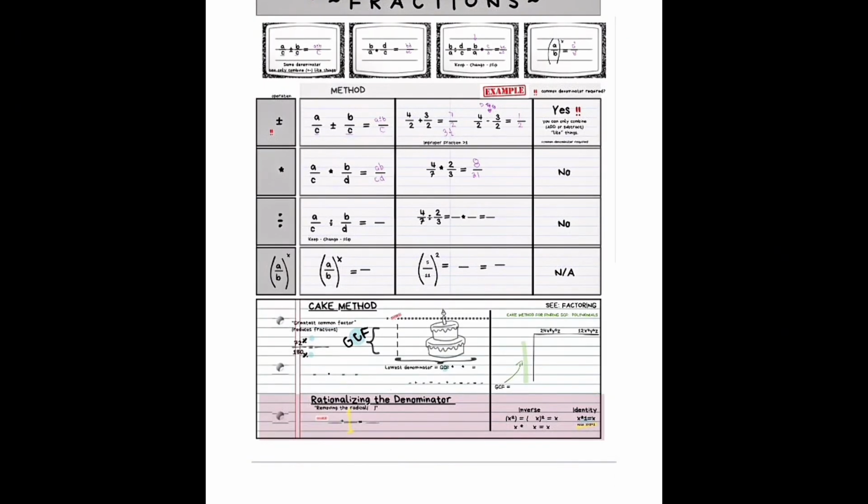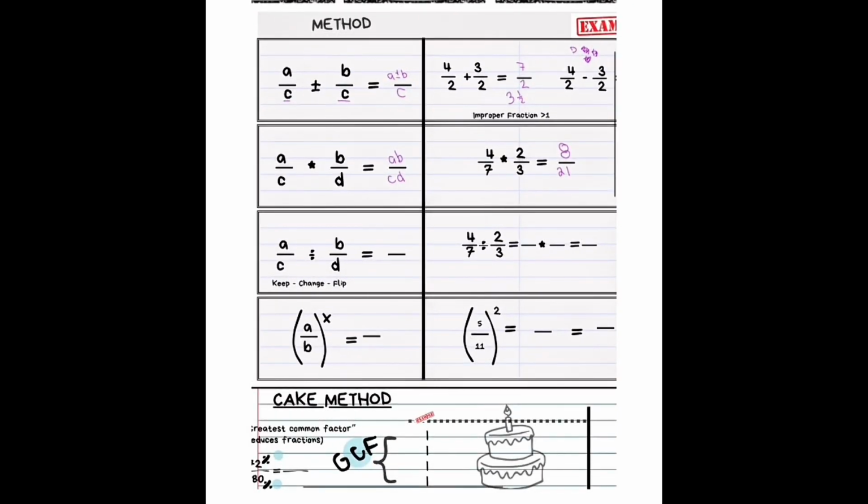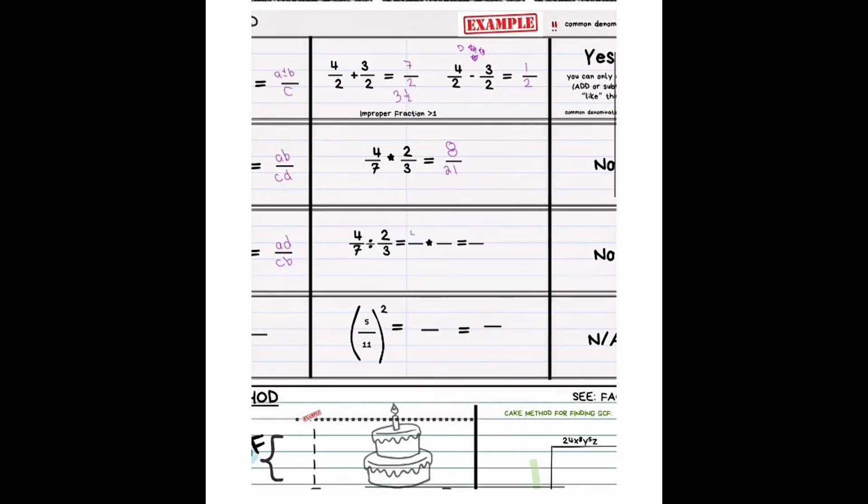When we divide, it's not quite straightforward until we turn it into multiplication, and the way we do that is change this into multiplication and flip this around. Then it just becomes that straightforward multiplication problem. So here, we're going to keep, change, flip. And now we can just multiply 12 over 14.